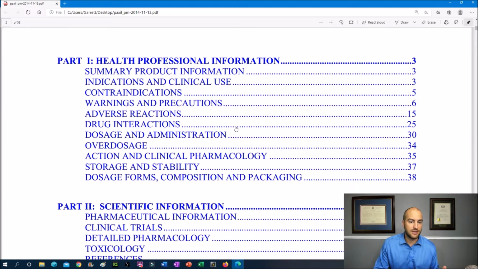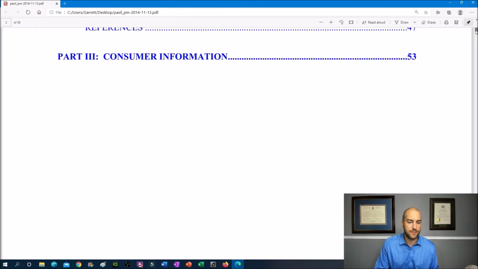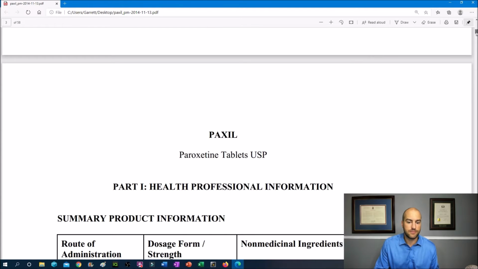Here we have the table of contents. First will be a summary of product information, indications and clinical use, contraindications, warnings and precautions, adverse reactions and drug interactions, dosage and administration, what to do during an overdose, action and clinical pharmacology, storage and stability, dosage forms, composition, and packaging. Part 2 here is the scientific information. We probably won't go too deep into that in this video, but we might take a look at it depending on how the video goes as we progress. And then there's some consumer information as well.